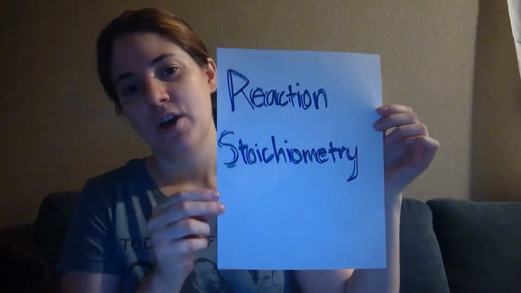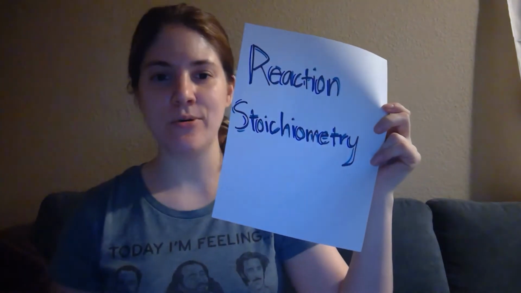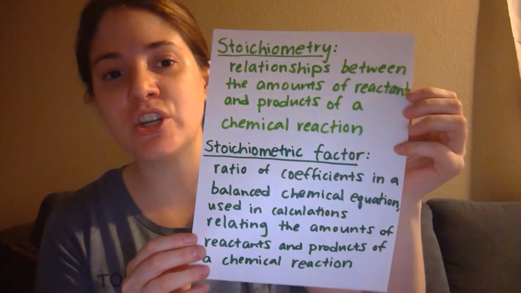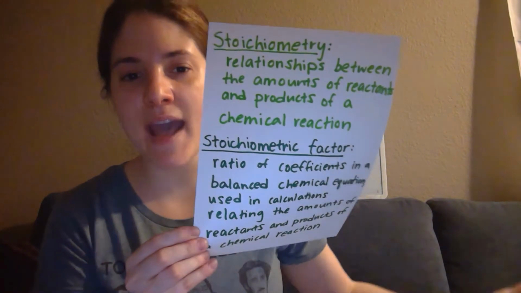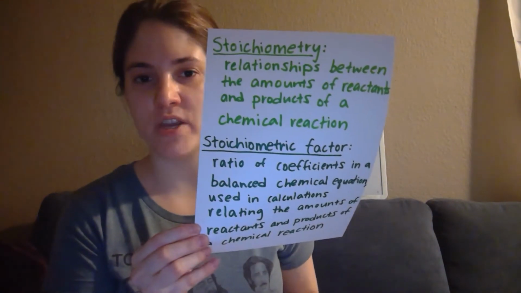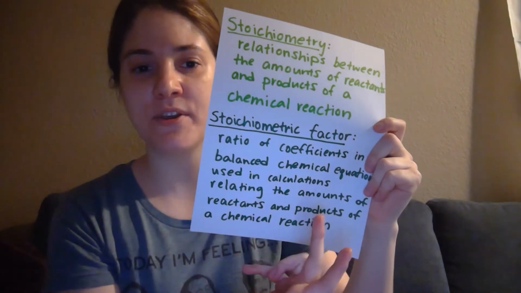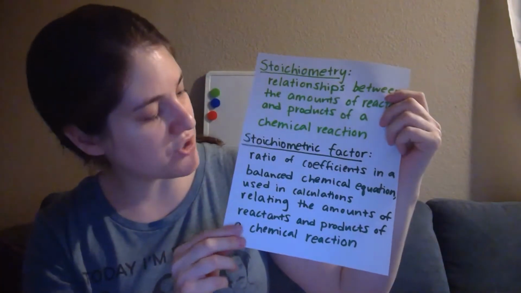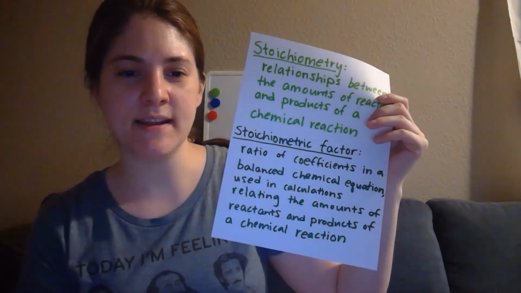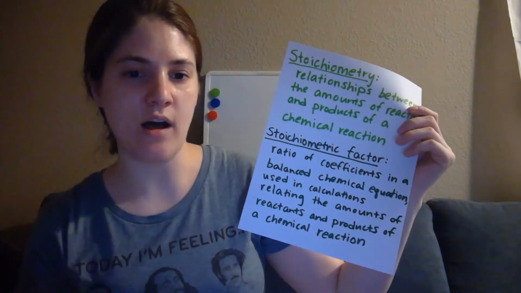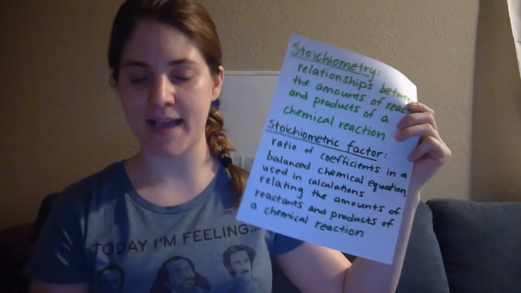Hello, so now we're going to talk about reaction stoichiometry. Stoichiometry kind of sounds like a big scary word, but all it is is the relationships between the amounts of reactants and products in a chemical equation. It's also called a stoichiometric factor, and that is the ratio of those coefficients in a chemical equation that's used to relate the amounts of reactants and products in that chemical equation.